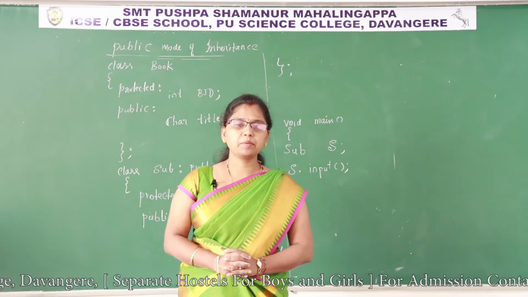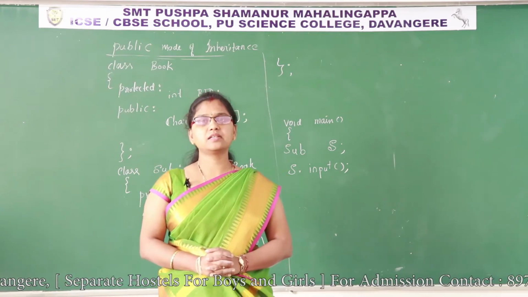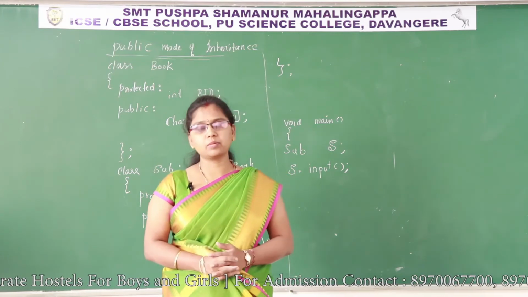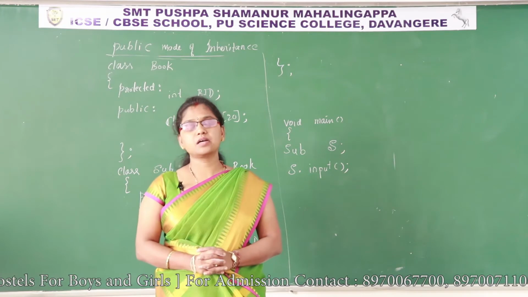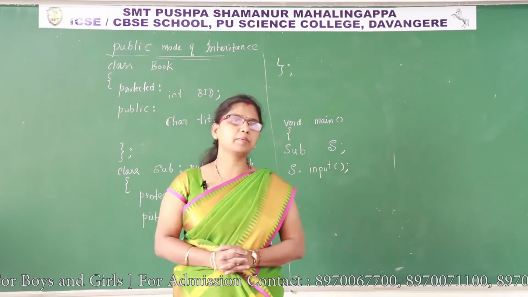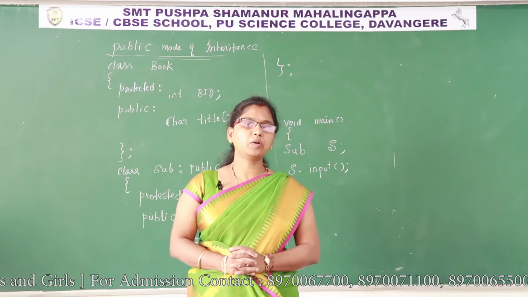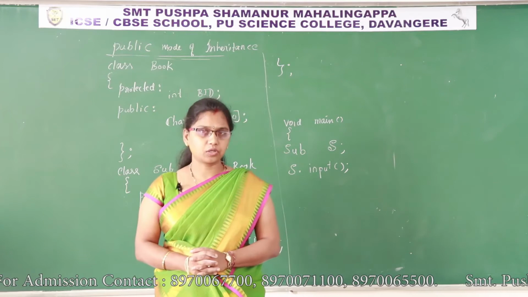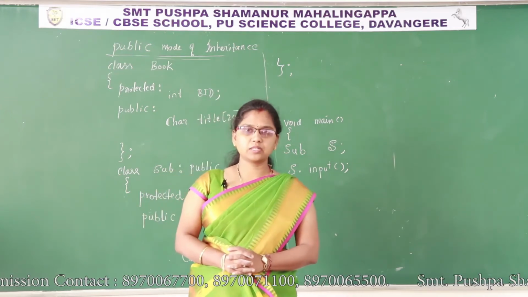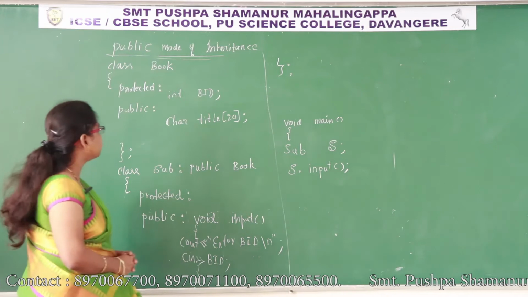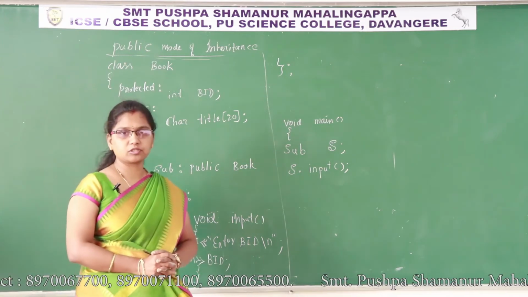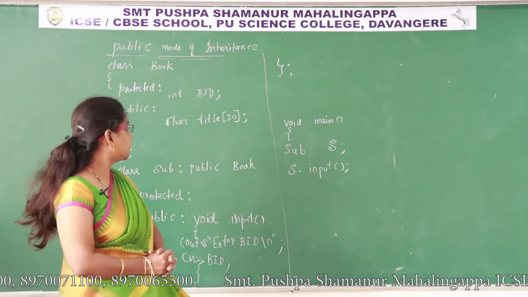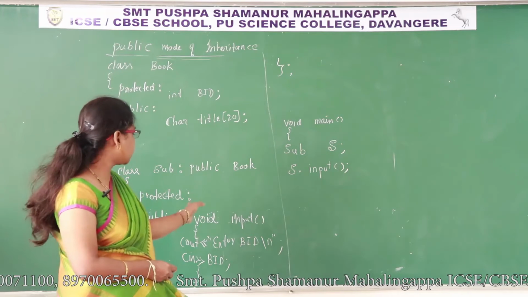Suppose you take a data member in the public section, you can access the data directly outside the class, that is from the main function or from any other non-member function. How to access a member, whether it is a data member or member function, outside the class? Using the object and dot operator. Why am I telling all these things here? In this example, title belongs to the public section. After inheritance, in the public mode of inheritance, the title has become a public member of the derived class.